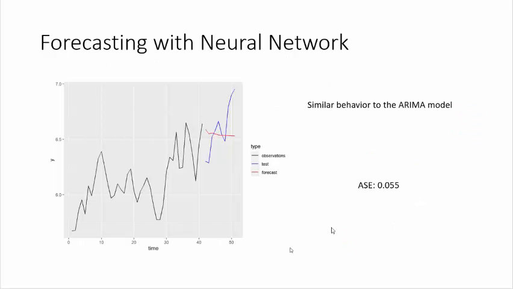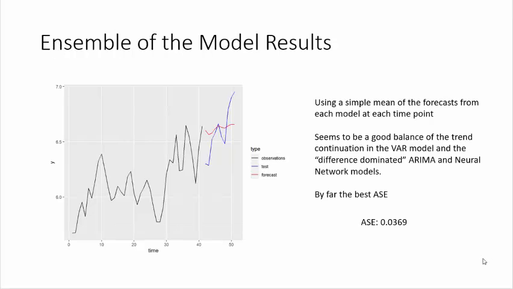Here's our forecast with our neural network model, and it appears to be similar to the ARIMA model. We do get an ASE of 0.055. Our final model is the ensemble model, and it is just a simple mean of all the 3 previously forecasted models. And it does seem to be a good balance between capturing the trend of the VAR model, and then the difference dominated ARIMA and neural network model. And we got an ASE of 0.0369.